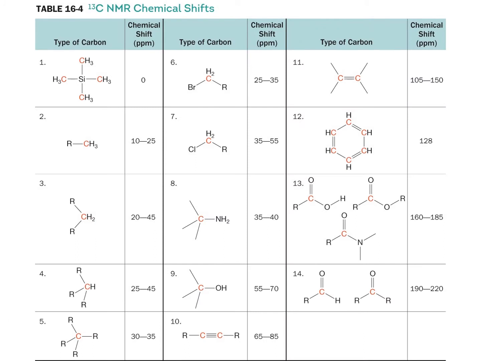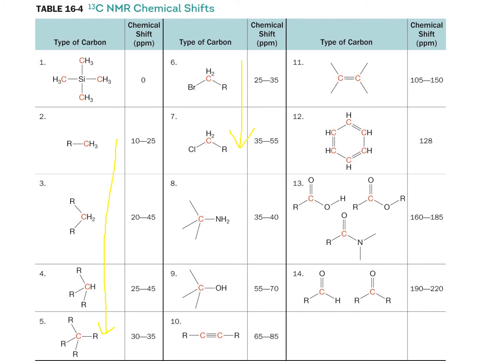There are shift tables in your textbook just for carbon-13 NMR, just like there are for proton NMR. So this is table 16-4, and we see the same types of changes. When we go from having one carbon attached to having more carbons attached, we see more shift. When we go from something less electronegative to something more electronegative, we see more shift.